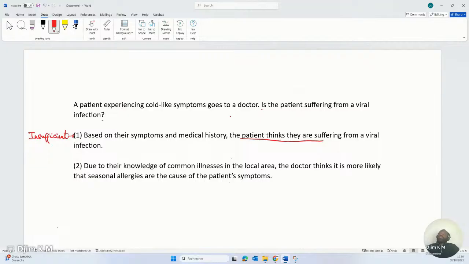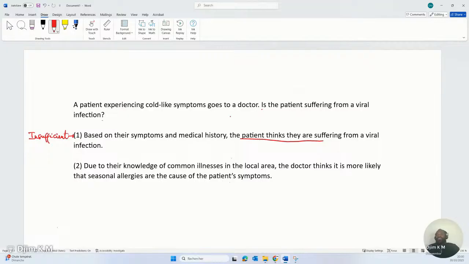The second condition says, due to the knowledge of common illnesses in the local area, the doctor thinks it is more likely that seasonal allergies are the cause of the patient's symptoms.